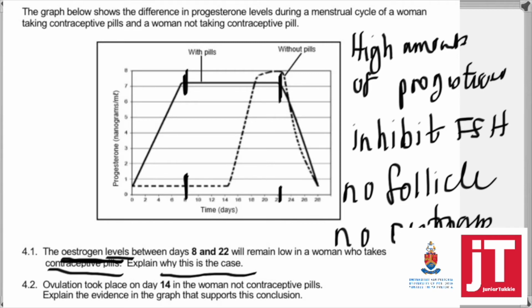All right, 4.2. Ovulation took place on day 14 in the woman who does not use the contraceptive pills. Explain the evidence, and there's the evidence here. And this is progesterone levels, so explain the evidence. So we can see that the progesterone levels increase drastically after day 14. And how do you know that? Because after the 14th day, the corpus luteum formed. And what will the corpus luteum produce? Large amounts of progesterone. And that answers your question.